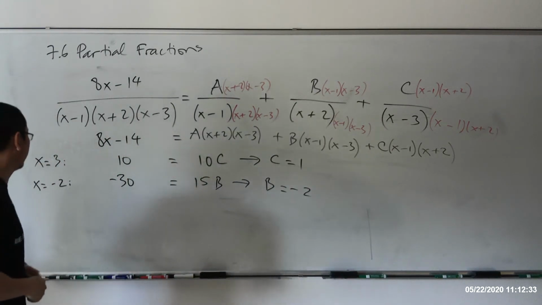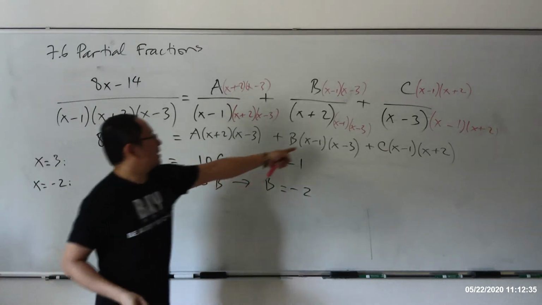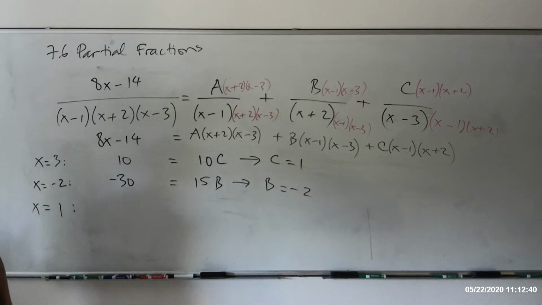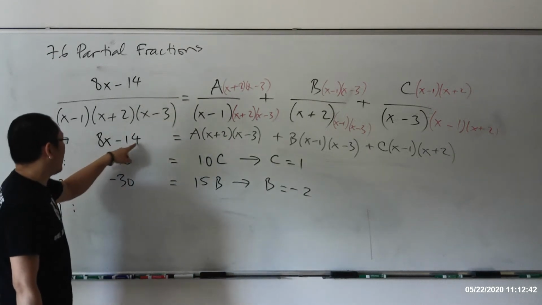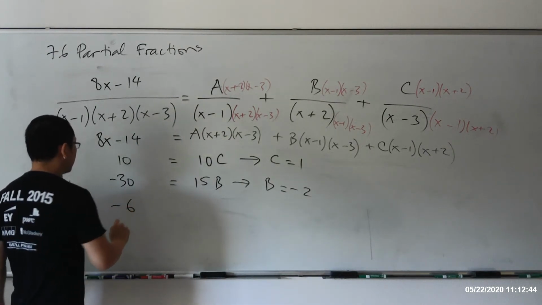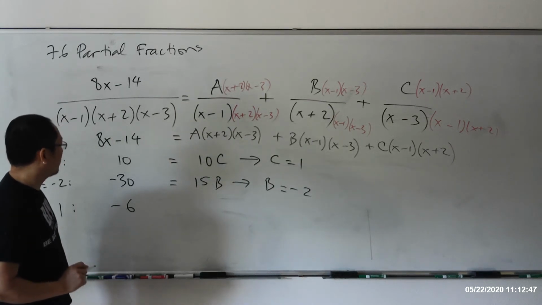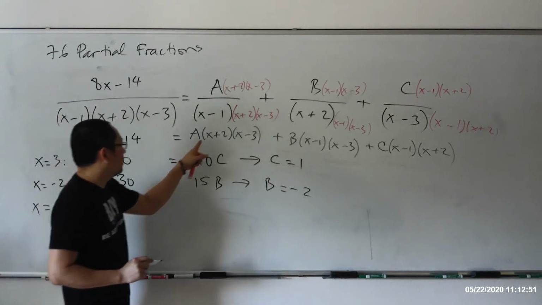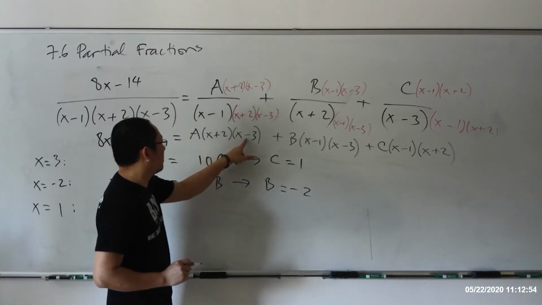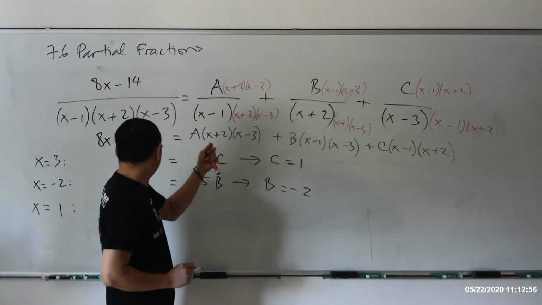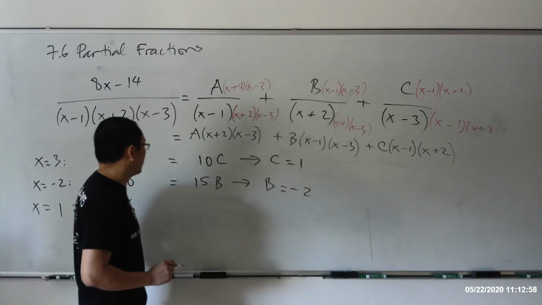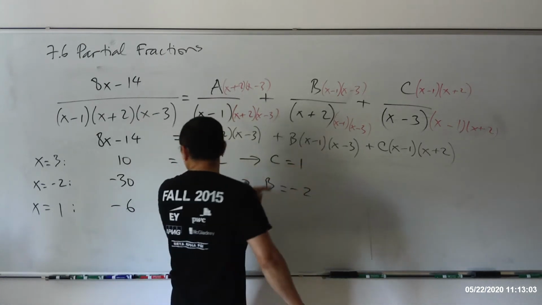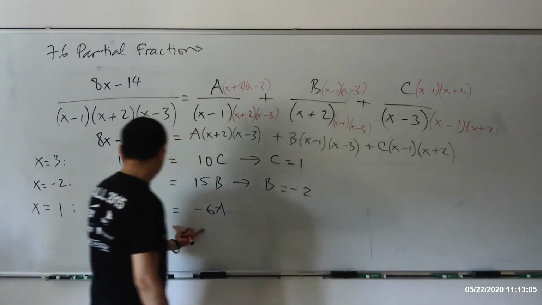Okay? Now, x equal to 1, right? 8 times 1 is 8, minus 14, it's negative 6. And in here, 1 plus 2 is 3, 1 minus 3 is negative 2. So 3 times negative 2 is negative 6, so it's negative 6a. What about the b term? 0. The c term is 0. So a is 1.